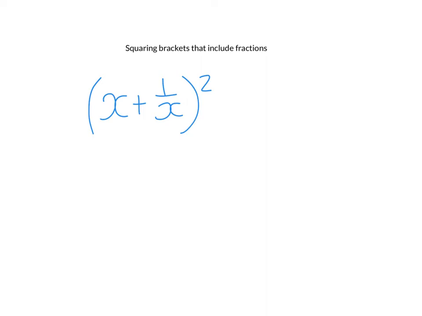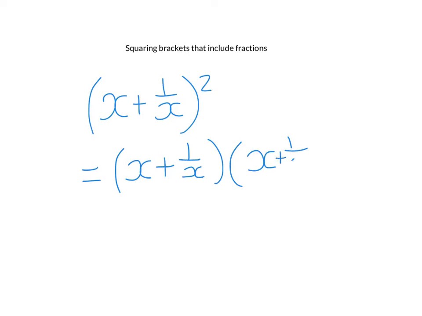Okay, today we're going to be looking at squaring out brackets when there's a fraction involved. So it's the same rules as squaring out a bracket as normal, but we just need to remember how fractions behave. So we've got an example here, x plus 1 over x, squared. And remember, anything squared is multiplied by itself. So first, I'm going to say that's the same as x plus 1 over x times x plus 1 over x.